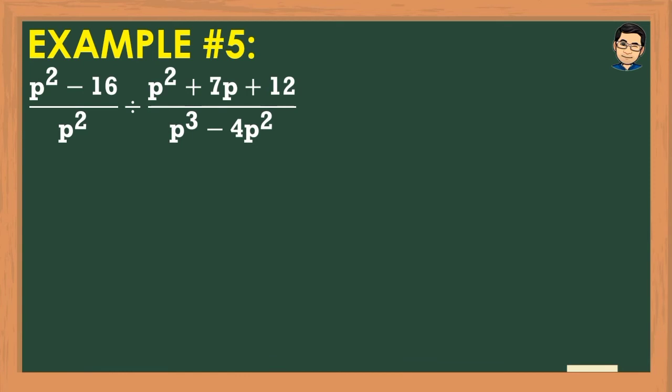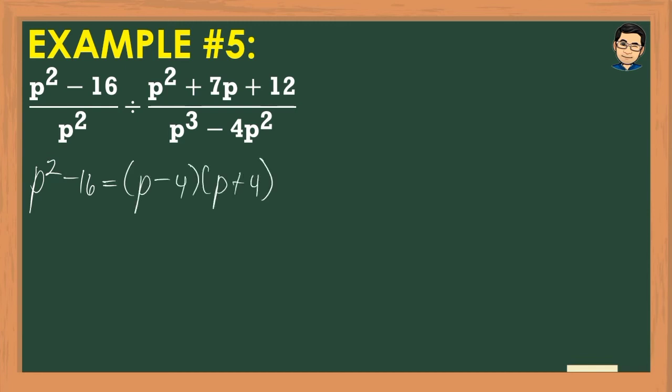So let's have example number 5. P squared minus 16 all over p squared divided by p squared plus 7p plus 12 all over p cubed minus 4p squared. So we factor p squared minus 16 using difference of two squares. That is p minus 4 times p plus 4.